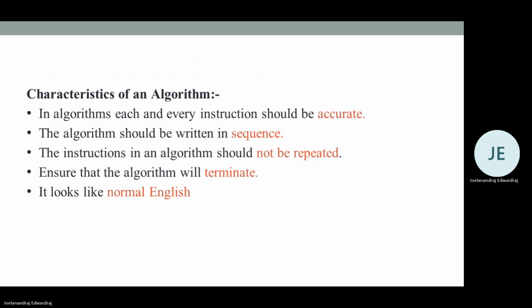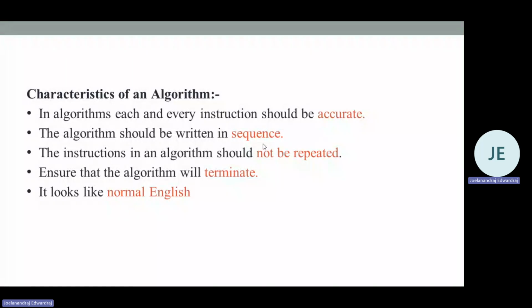An algorithm should be written in sequence. Why is sequence required? In some problems, if you miss the sequence, there is no problem, it will work out. But in some problems, the sequence is really, really important. While making tea, some statements can be shuffled, right? So which statements can be shuffled?